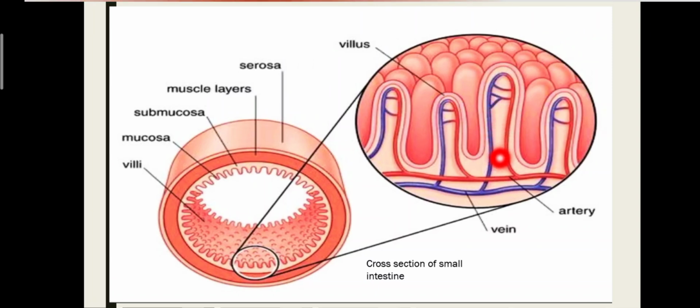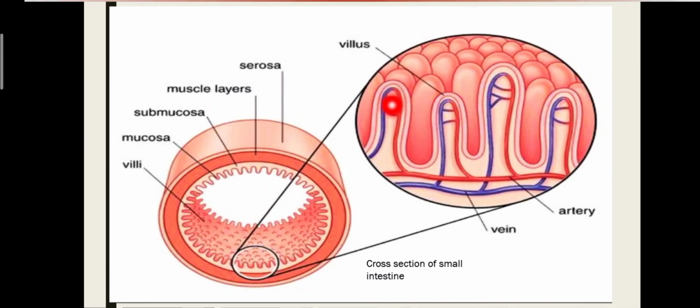These are blood vessels and lymphatic vessels. These blood vessels and lymphatic vessels carry away the absorbed food substances. In each villus is a lacteal, or lymphatic capillary. These lacteals and lymphatic capillaries are surrounded by blood capillaries.